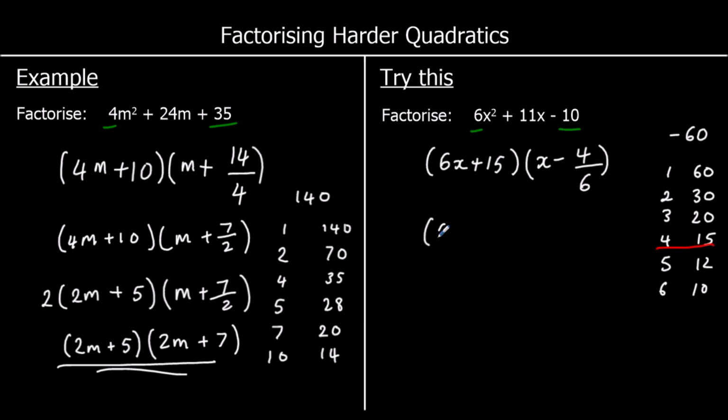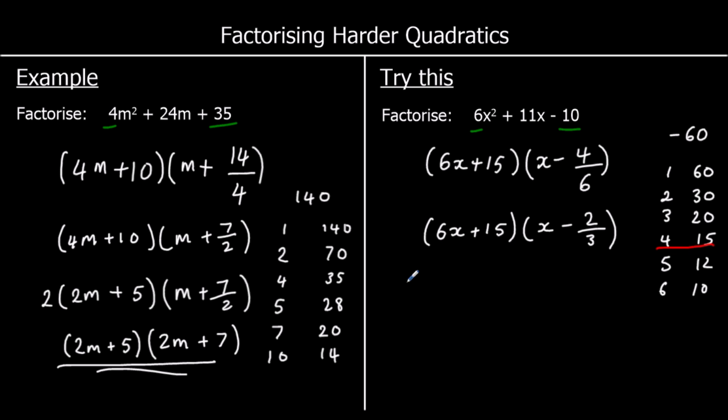So let's write down what we've got. We've got 6x plus 15. And we've got x minus, we can halve top and bottom. So x minus 2/3. So again, this is correct. It is factorized, but we can get rid of the fraction as well. So we can divide the first bracket by 3. We can factorize 3 out of the first bracket.